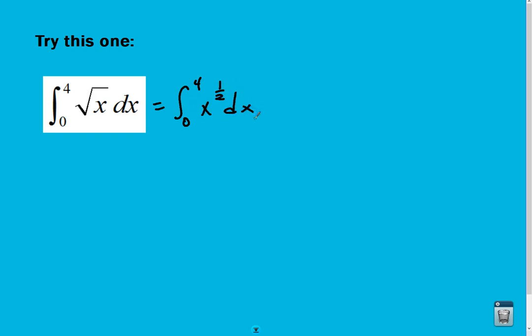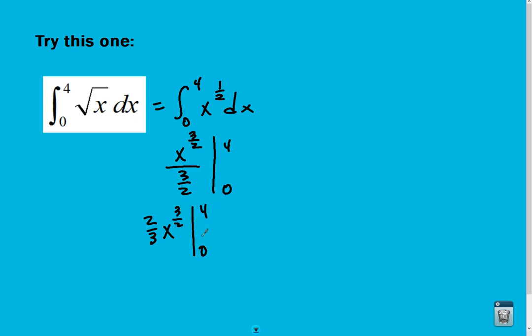And then I will do the antiderivative. So this becomes x to the 3/2 over 3/2 from 0 to 4. That is a 0, not a 6, but it looks a little confusing, so I will do that. This becomes 2/3 x to the 3/2 from 0 to 4.